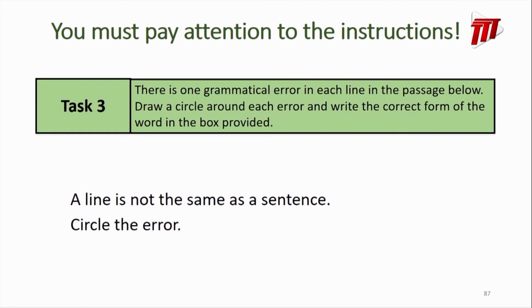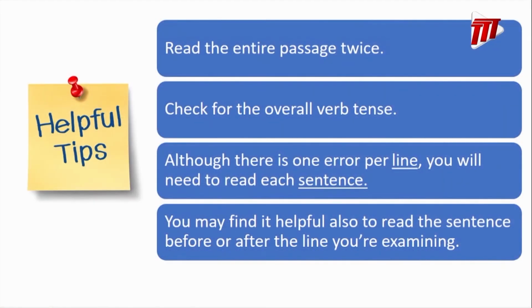So each line has an error. You circle the error once you locate it and write the correct thing in the box that is provided for you. Remember, a line is not the same as a sentence. All right, here are some helpful tips to guide you.